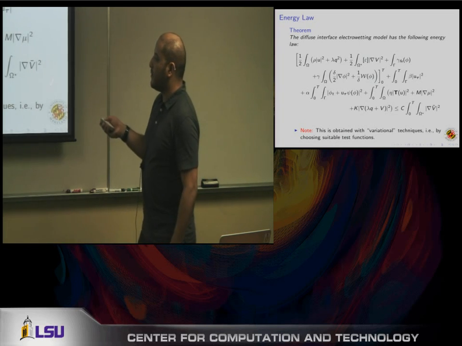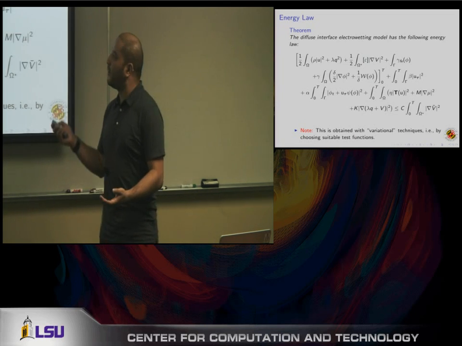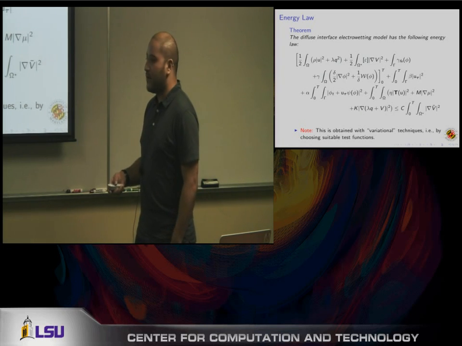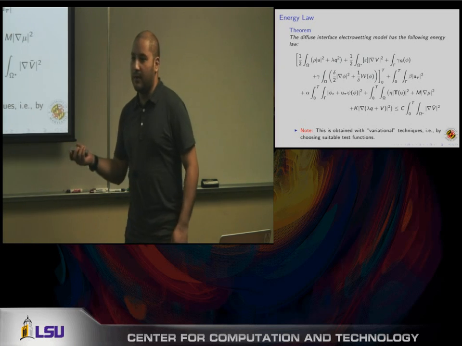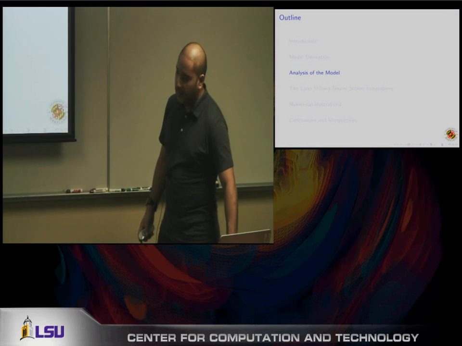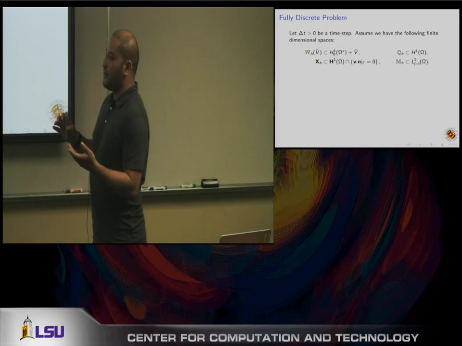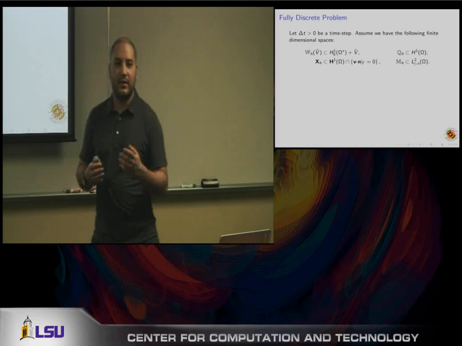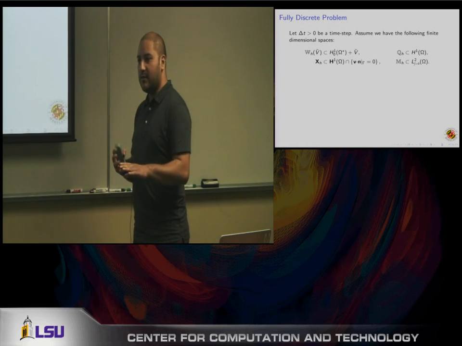Okay, so based on this energy law, we're going to construct our discretization. We're going to try to construct something that is going to mimic this property, so that this expression makes sense, and so on. And this is what we're going to discuss in the analysis of the model. So, as you saw, the system was very complicated. There were a lot of expressions that it was not very clear how to treat. So let's fully discretize the problem.